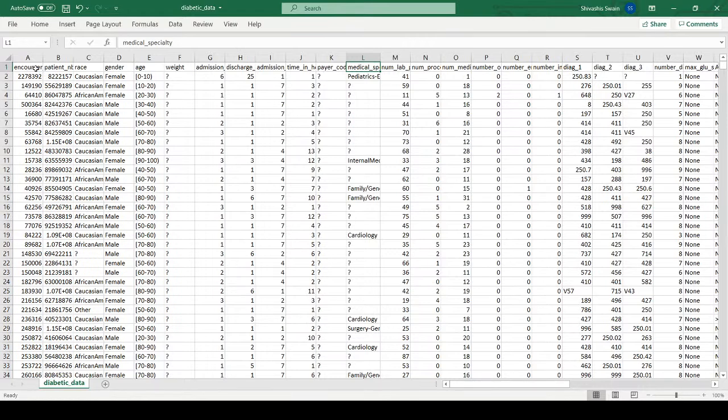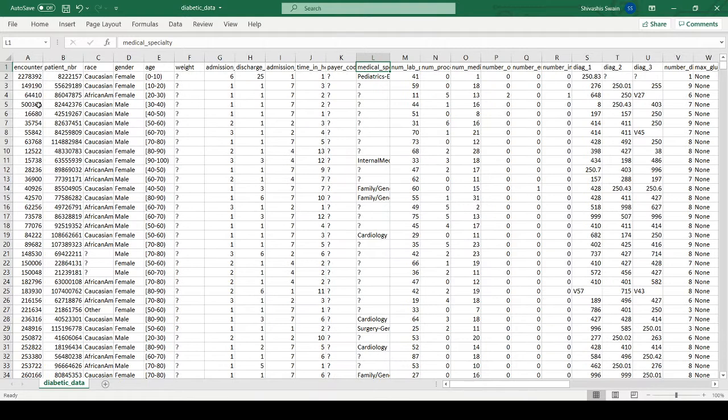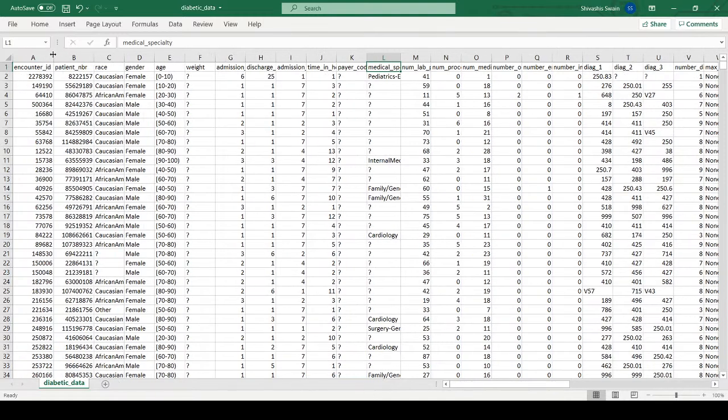If you can see here, there are the first two columns, encounter and patient. What is that? Patient NBR. It is something like the ID. The encounter must be encounter ID maybe. Yeah, encounter ID. Every person has their unique ID. Even a person's name or ID doesn't make any sense when I'm building my model. And patient NBR is also something similar, like that ID. So we don't need both of these. We'll see what we can do.